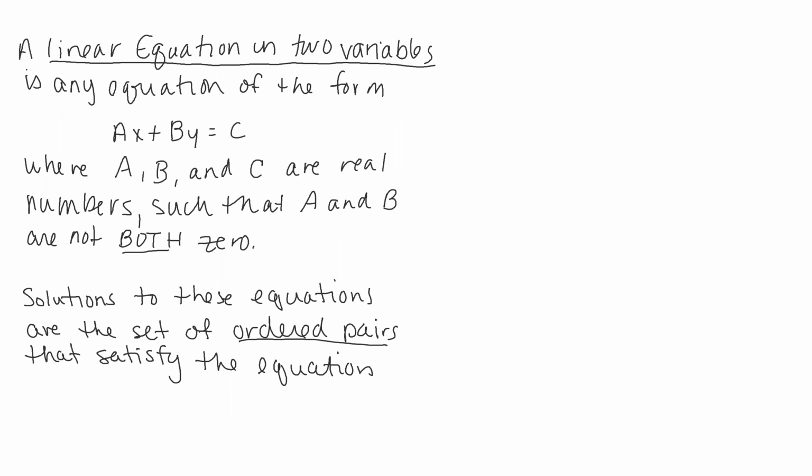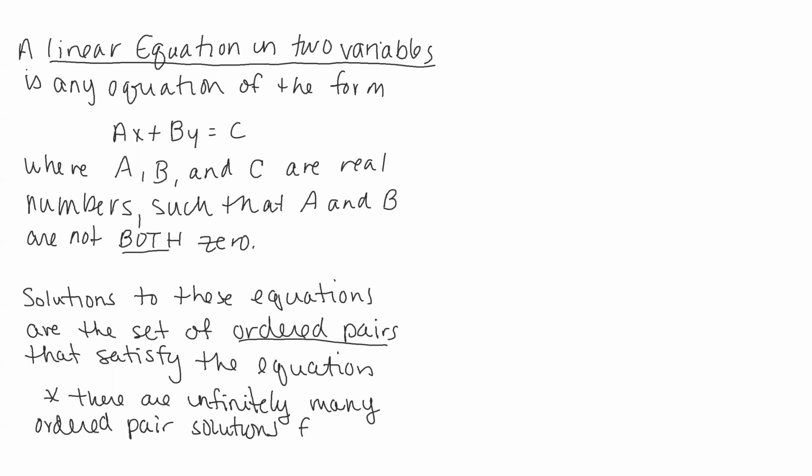Now, here's the deal. Back when you're dealing with solving equations in one variable, you would get a single value solution. Okay, so there was one number for x that satisfied that equation, and satisfies the equation just means makes the equation true. Okay, so in this case, solutions to these equations are the set of ordered pairs, all of the ordered pairs that satisfy the equation. I want to go ahead and put here, there are infinitely many ordered pair solutions for any line.